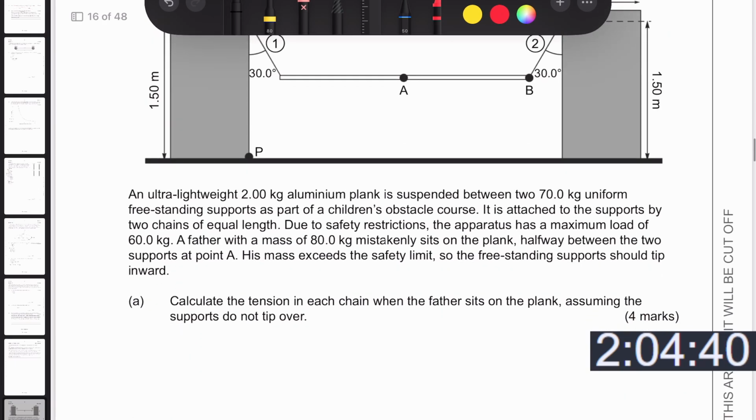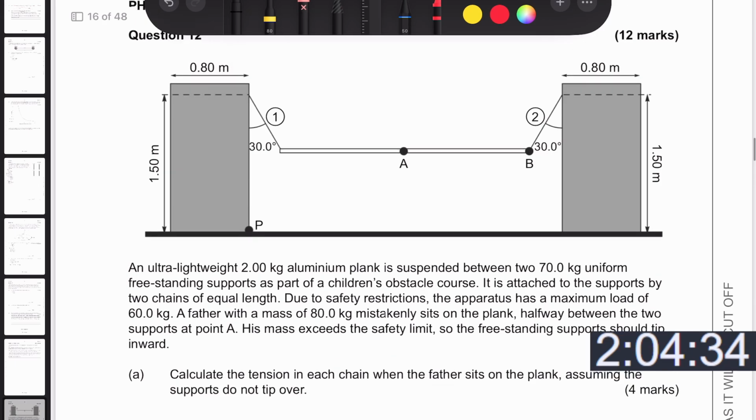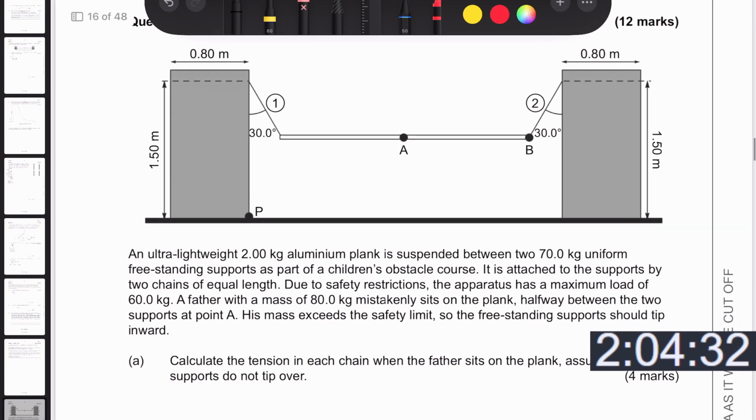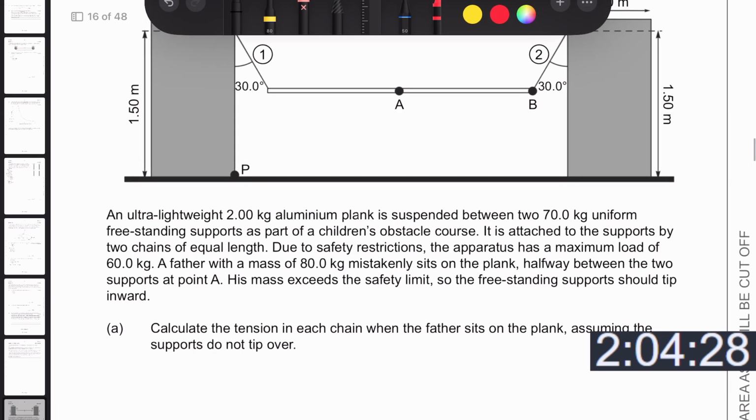Let's see, an ultra lightweight 2 kilogram aluminum plank is suspended between two 70 kilogram freestanding supports as part of the children's obstacle course. It is attached to the supports by two chains of equal length. Due to safety restrictions, the apparatus has a maximum load of 60 kilograms. The father with a mass of 80 mistakenly sits on the plank halfway between the two, his mass exceeds the ceiling, should tip inward. Calculate the tension in each chain on the father side of the plank, assuming the supports do not tip over. So let's see, around P.